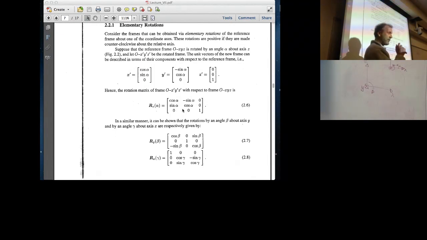All right, so now we have three elementary rotations. We can rotate about x, we can rotate about y, and about z. People call this alpha for the z-axis, beta for the y-axis, and gamma for the x-axis. It's just convention.